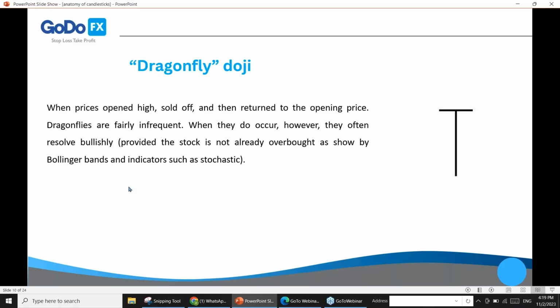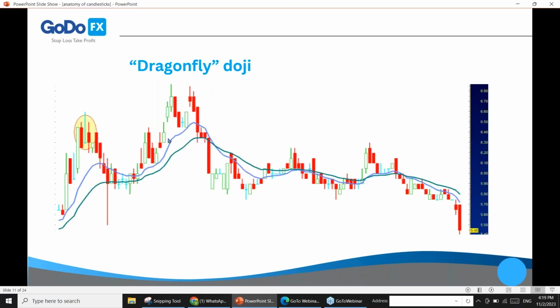Concerning the dragonfly doji, prices opened high, sold off, and then returned to the opening price. Dragonflies are fairly infrequent. When they do occur, however, they often resolve bullishly, provided the stock is not already overbought as shown by Bollinger Bands and indicators such as stochastic. As we said, we don't have an upper wick, we only have a lower wick. Here is an example where we're also gonna have a downtrend.